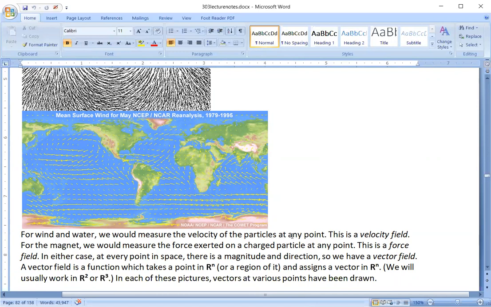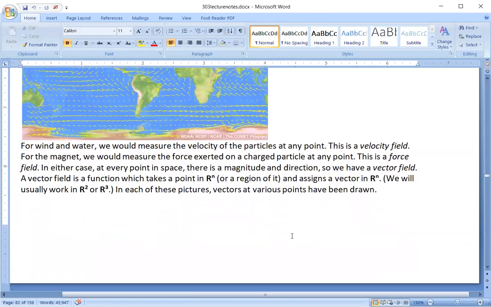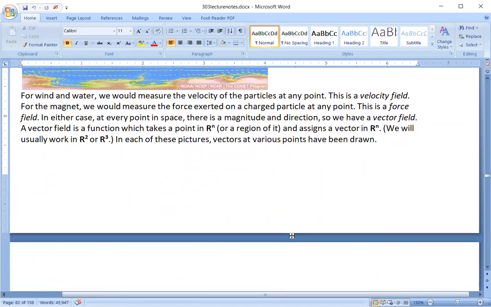So a vector field is a function which takes a point in R^n, or a region of it, and assigns a vector in R^n. Now, for our purposes, of course, we're going to typically work in R^2 or R^3. And in each of these pictures, you can see vectors being drawn at various points. So that's the application or the idea.